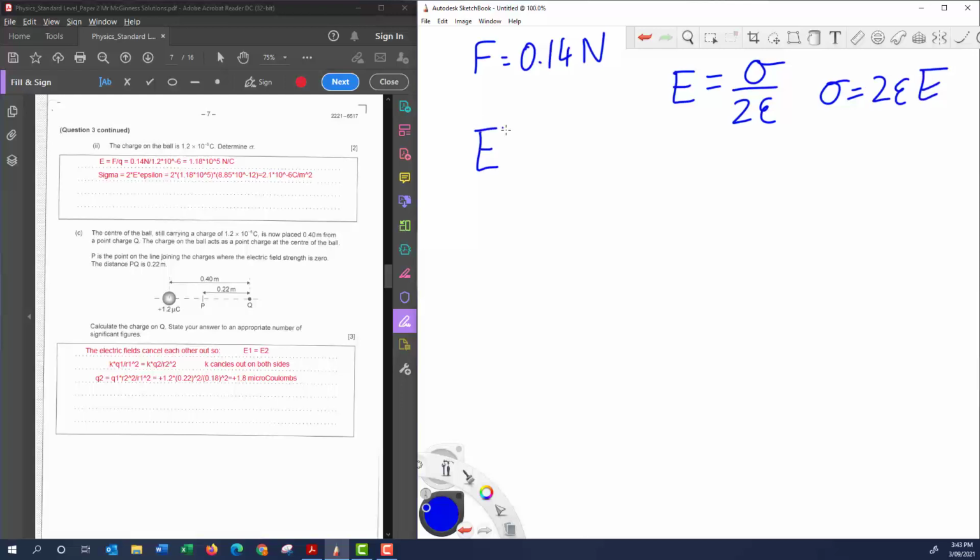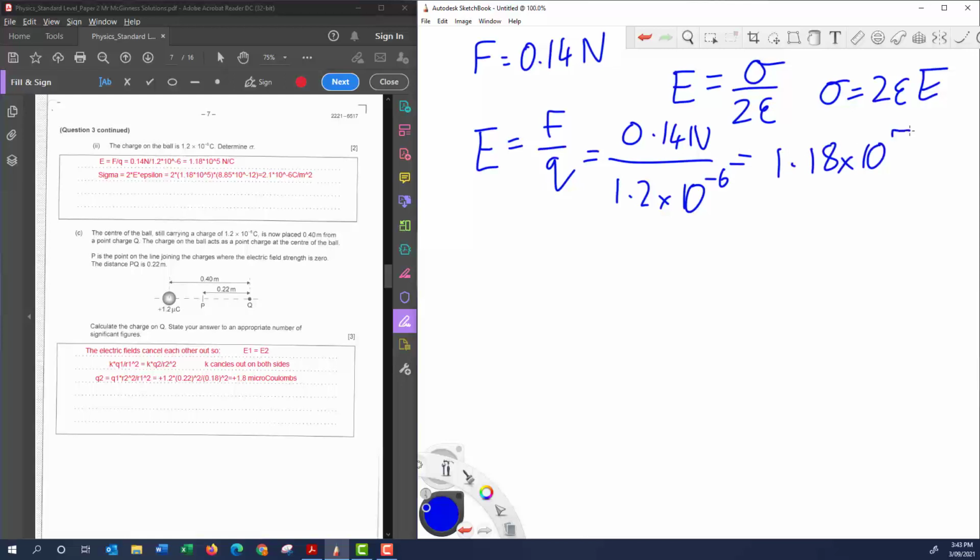The definition of the electric field is the force divided by the charge. I already know the force from the previous question, and they've just told me the charge on the ball is 1.2 times 10 to the minus 6 coulombs. So in that case, I can just do 0.14 newtons divided by 1.2 times 10 to the minus 6, and that will give me 1.18 times 10 to the 5 newtons per coulomb. That's my E.